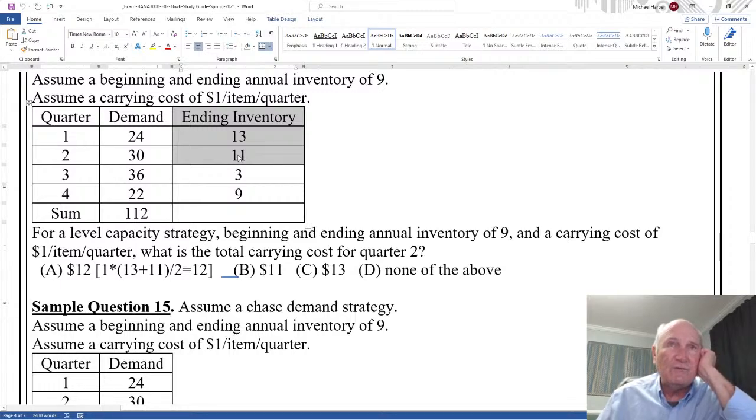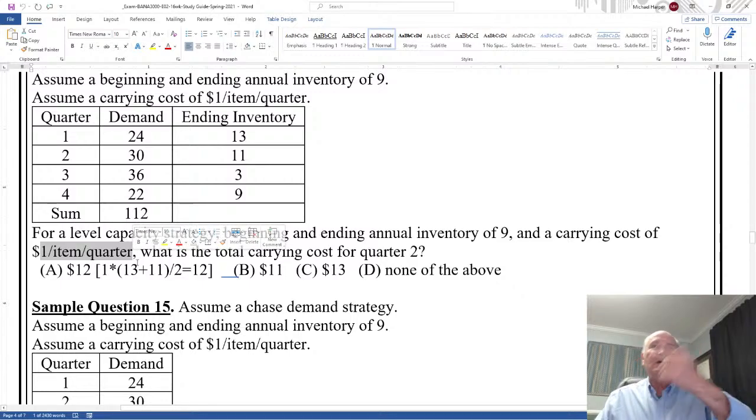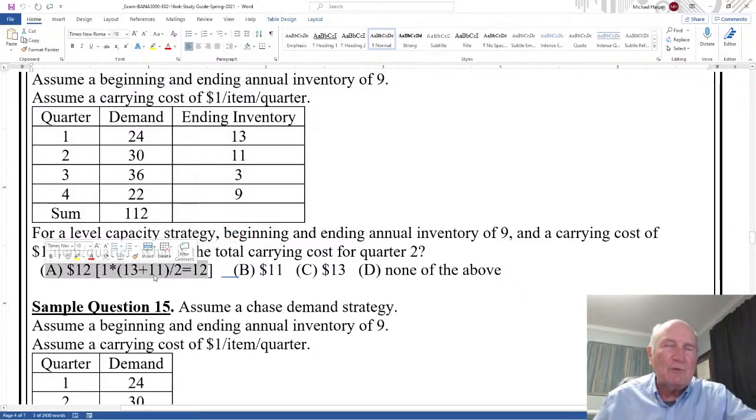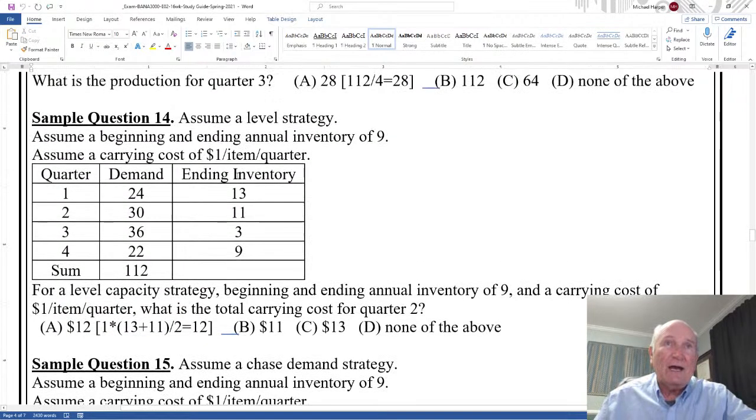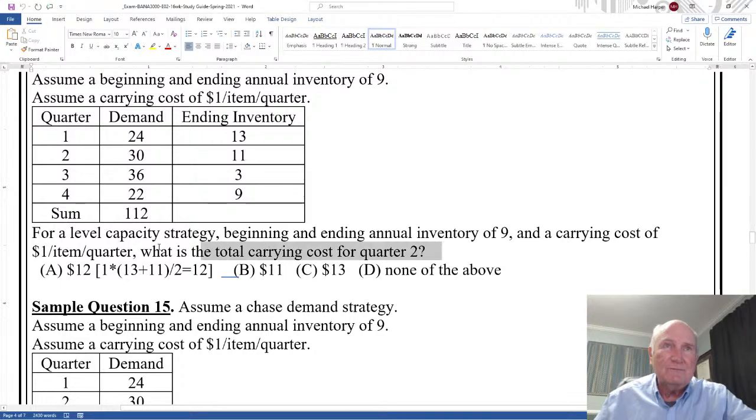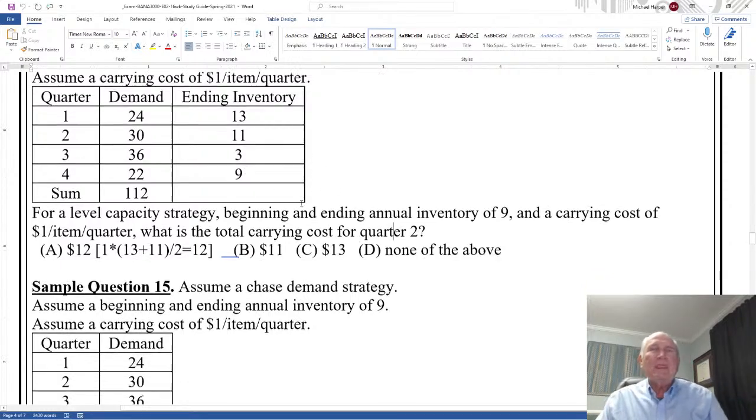Well, if it's 12, then what is the carrying cost for quarter 2? Well, it's $1 per item per quarter, so it's 1 times 12. So I make the numbers simple. You just have to know how to put them together. And so again, I will ask this question, okay? And it will be, what's the total carrying cost for quarter 2, quarter 3, quarter 4, whatever, okay?